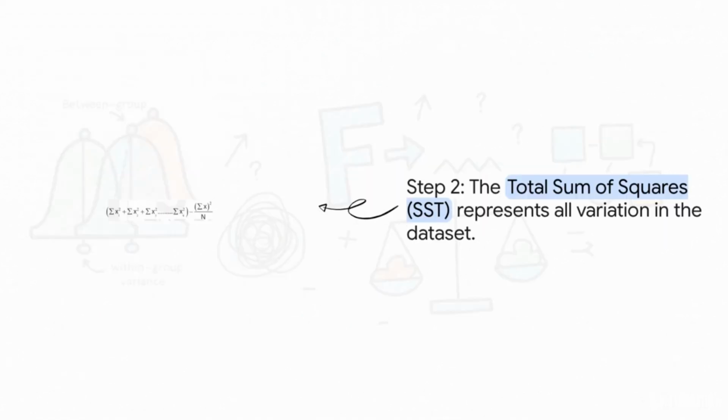Next up, we calculate the total sum of squares, or SST. This number is our measure of all the variation floating around in our entire dataset, every last bit of it.